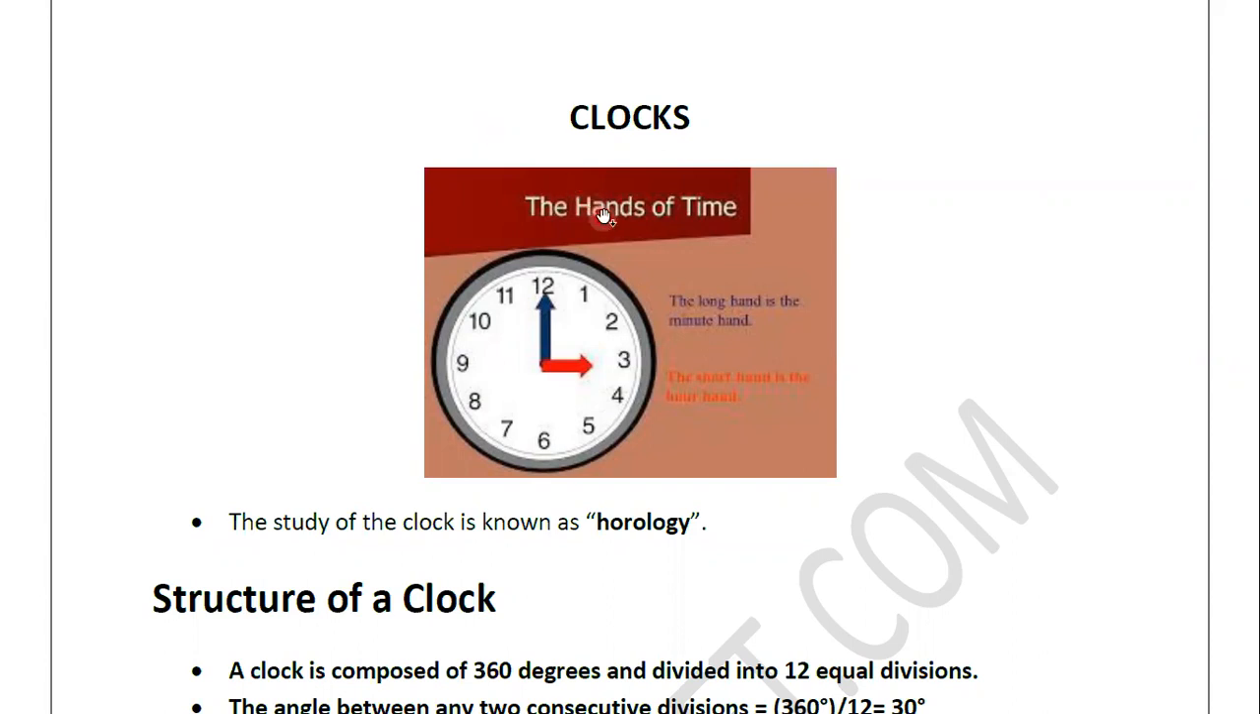Many times in this maths and logical reasoning section we can find some theoretical questions, so we'll try to cover those as well. The study of clocks is known as horology. Remember this fact. This can be asked in your GK section as well, though the chances are less, but anyway.